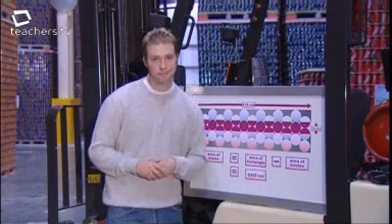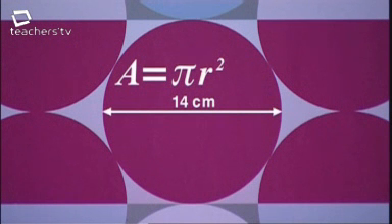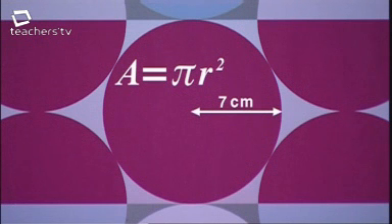And the next step is to work out the area of the circles that have been stamped out of the row. The area of each circle is pi r squared. The diameter is 14. The radius is half of that, which is 7.